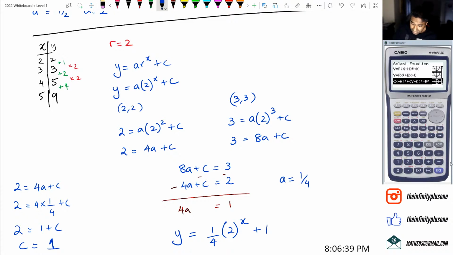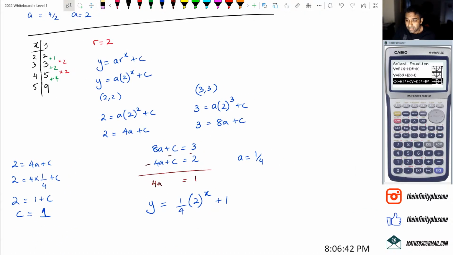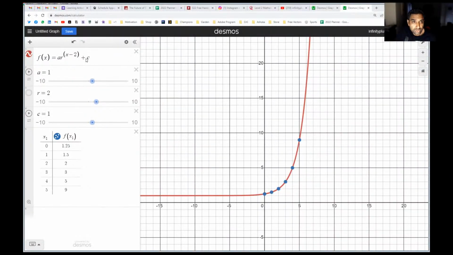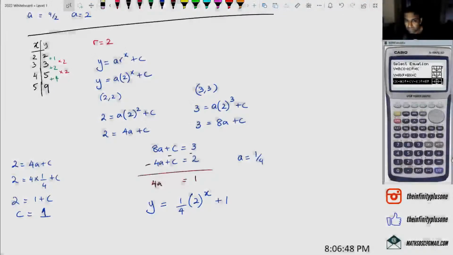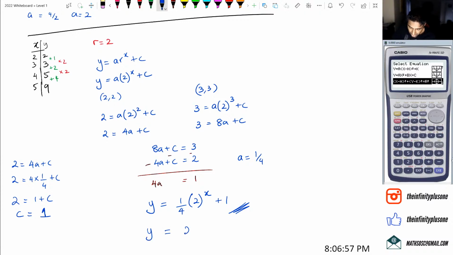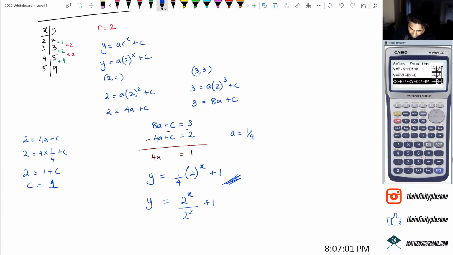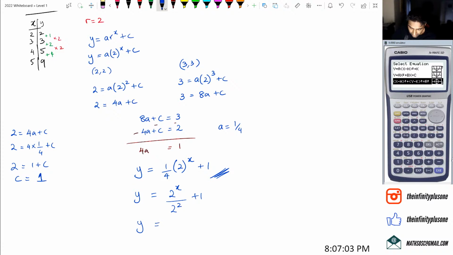Now if you look at my answer in Desmos, what I had done was I got 2 to the power of X minus 2. Now if you remember in algebra, this is still the same thing. You can leave your answer here, guys. You don't need to go any further, but you can simplify it, because this would just be 2 to the power of X, and 4 can be written as 2 squared. And then we just use the index rule to write this as 2 to the power of X minus 2, plus 1. But you can leave your answer right there.